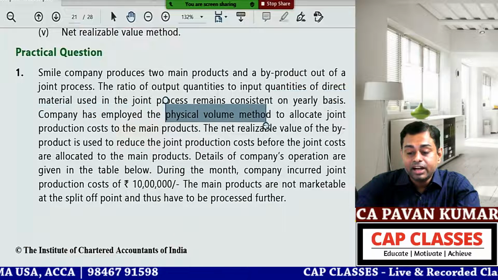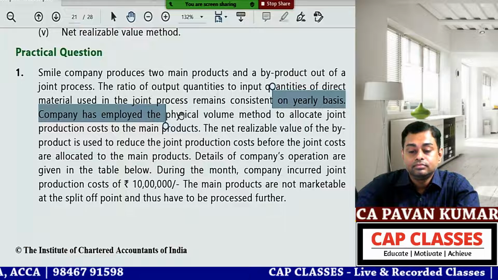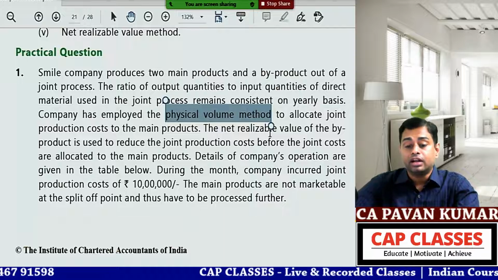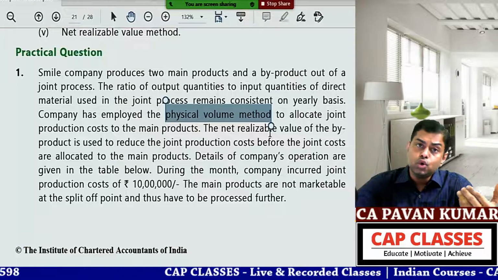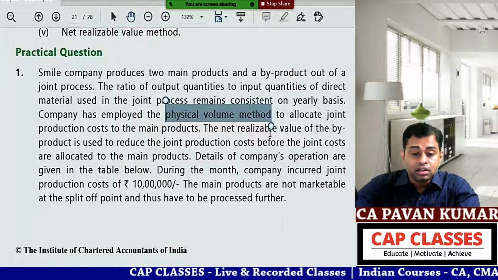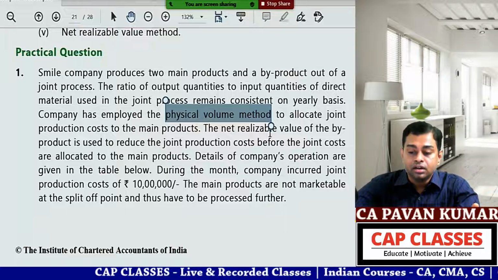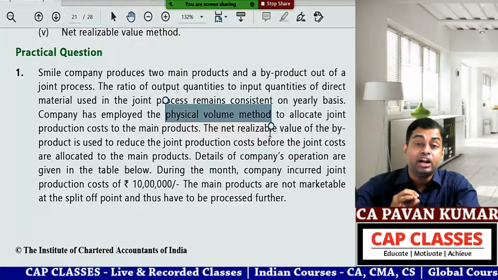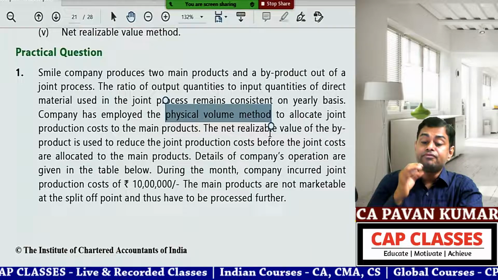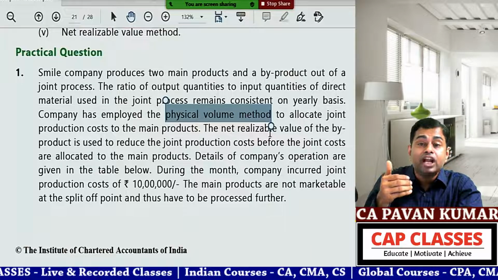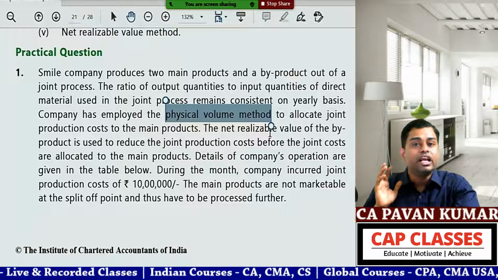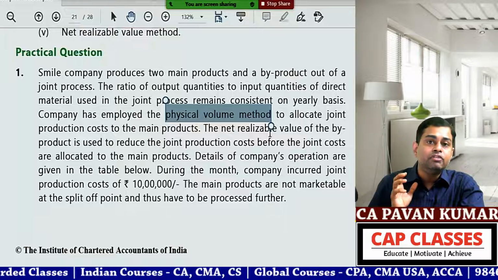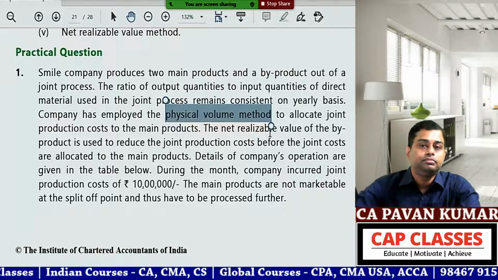So what is the method applied? Physical quantity method. When they say this is the method applied, you have to follow that. If they have not mentioned anything, then you can do anything and you will write a note: in the question, the policy of the company is not mentioned, therefore I have apportioned joint cost based on physical volume method. Like that, you need to write a note. But I suggest, if nothing is mentioned, go with the net realizable value at split off point method, because that is a superior method. So if something is given, we follow that. If nothing is given, we follow the net realizable value method with a note. You understand?